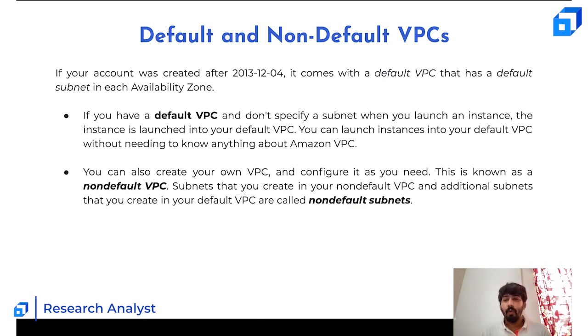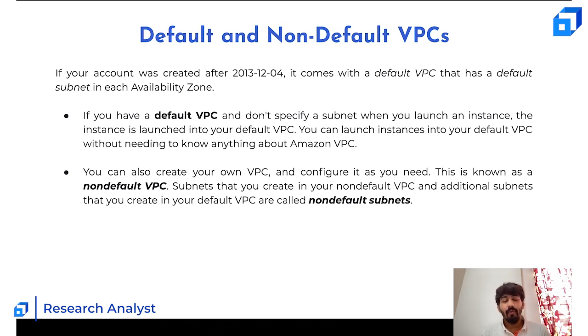You can also create your own VPC and configure it as you need. This is known as a non-default VPC. Subnets that you create in your non-default VPC and additional subnets that you create in your default VPC are called non-default subnets. So basically any VPC which we are creating is called a non-default VPC.